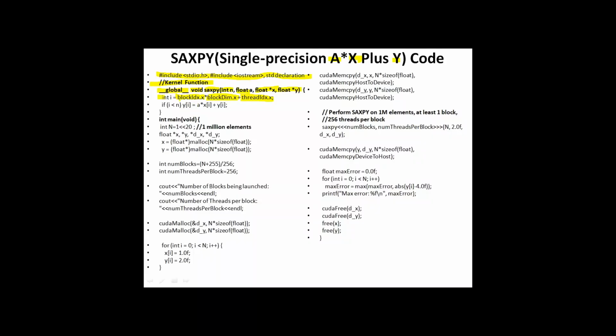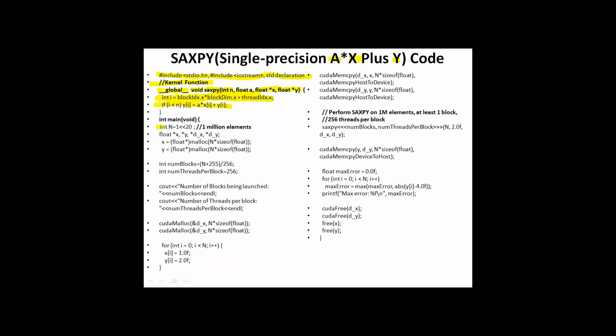So I will just go a bit into detail about this statement. This statement is to create the unique index of the thread, which will be used to access the element. For example, here I have written the statement, if i is less than n, y[i] is equal to a multiplied by x[i] plus y[i].